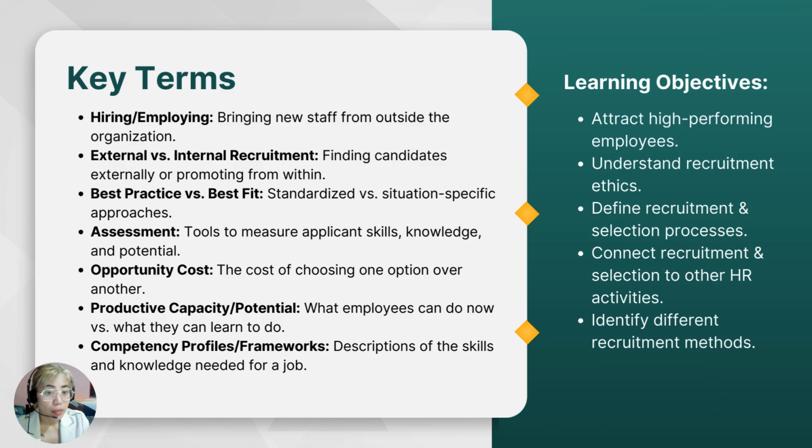This slide also mentions other important concepts to consider in recruitment and selection, such as opportunity cost, the cost of choosing one option over another. Productive capacity potential is what an employee can do now versus what they can learn to do in the future. And competency profiles or frameworks are descriptions of the skills and knowledge needed for the job.